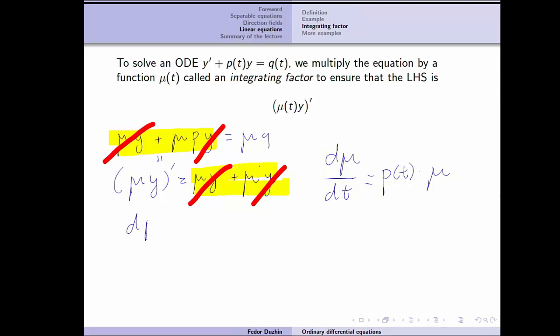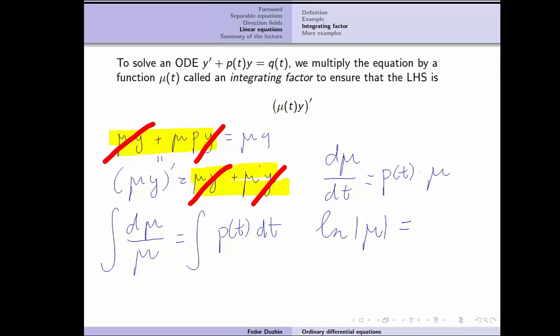d mu over mu equals p of t dt. So then we need to integrate, and the antiderivative of d mu over mu is logarithm of absolute value of mu, and this would be, well, since we don't know what p of t is, we cannot really change it, so it should be just the antiderivative of p of t dt.